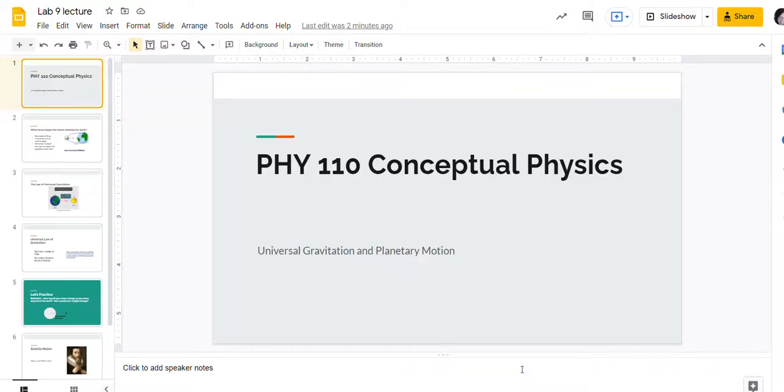Okay, so this module finishes up by looking at universal gravitation and planetary motion. Your lab is going to be exploring the relationship between mass and distance, between objects of mass and the gravitational force of attraction between them. So let's talk about the background information, and then we'll talk about the lab.